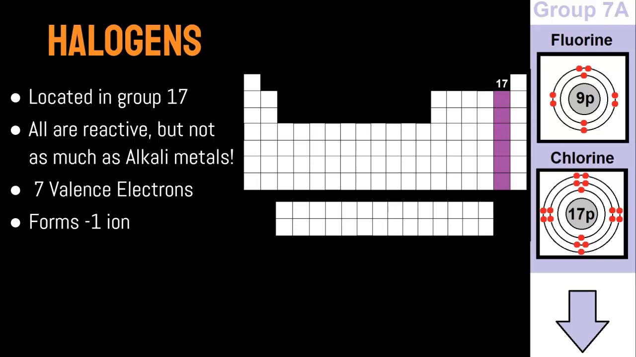Our next group are the halogens, located in group 17 of the periodic table. They're reactive, but not as reactive as the alkali metals. Remember, alkali metals are first, making your halogens the second most reactive family. They have 7 valence electrons, which means in order to be stable, they need 1 more valence electron. When they gain that final electron, they end up forming -1 ions.